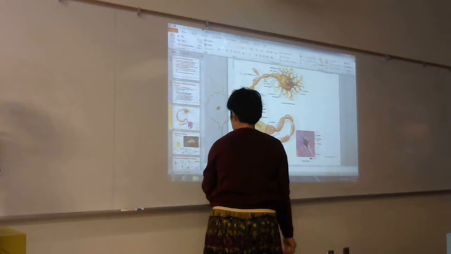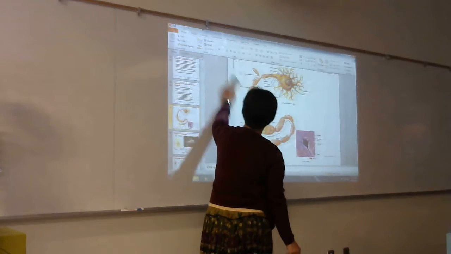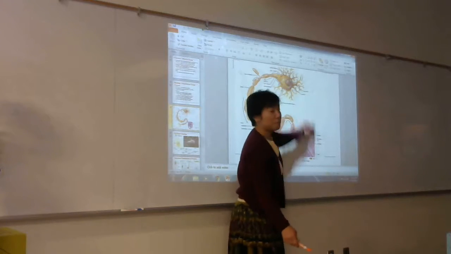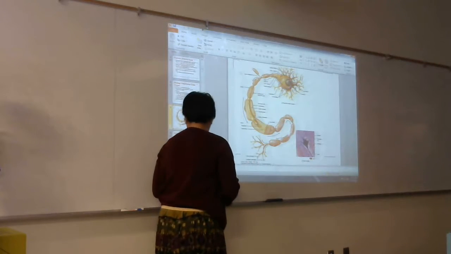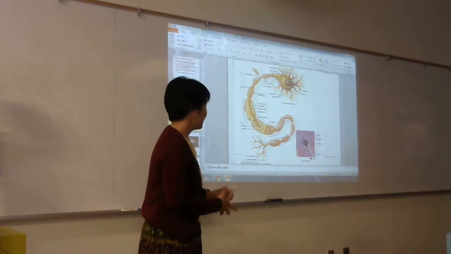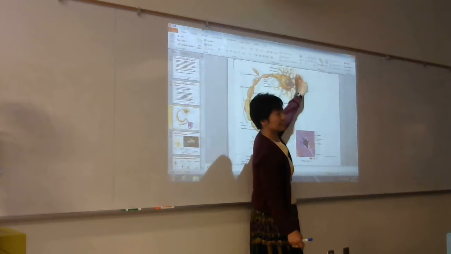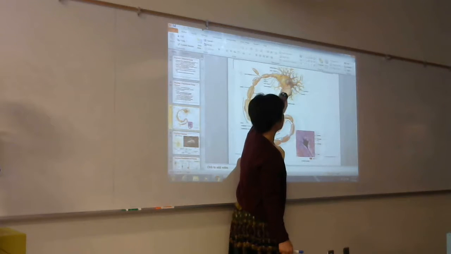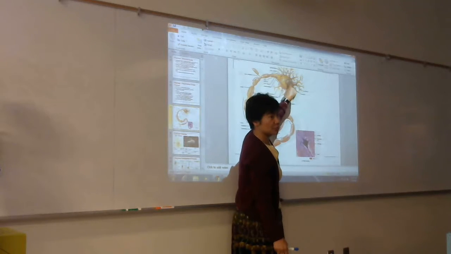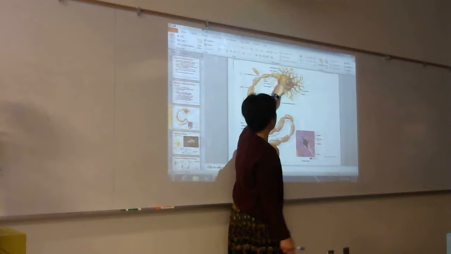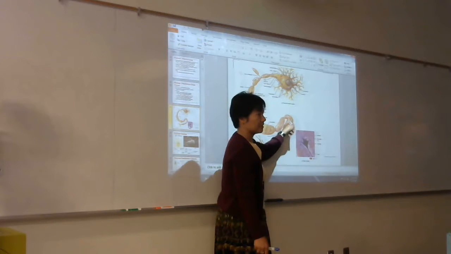Because each part of the cell looks different, they have names. This part here is called the dendrites. This is the cell body that contains the nucleus and the organelles. And this is the axon.